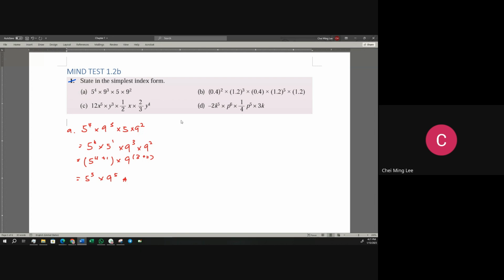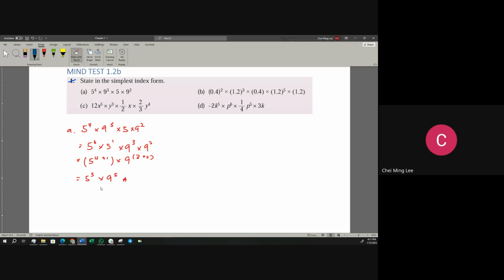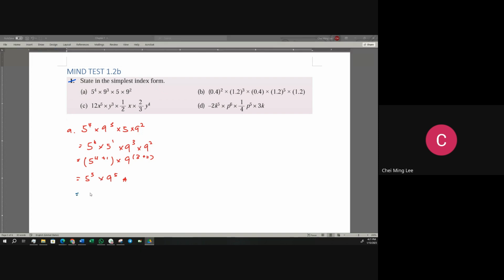Okay? Or you can also do it this way. But normally this is how, because it says the simplest index form. If it wants you to continue, you can do it like 5 to the power of 5. Okay, no, this is the way. Correct. This one.